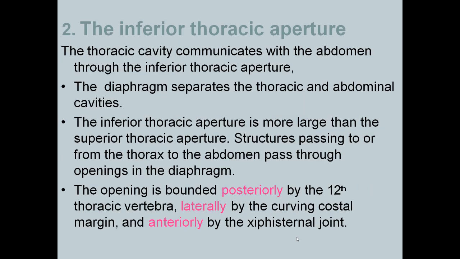Inferior thoracic aperture. The thoracic cavity communicates with the abdomen through the inferior thoracic aperture. The opening of the inferior thoracic aperture is bounded posteriorly by the 12th thoracic vertebra, laterally by the curving costal margin, and anteriorly by the xiphisternal joint. The inferior thoracic aperture is larger than the superior aperture, and the structures passing from the thorax to the abdomen pass through openings in the diaphragm.